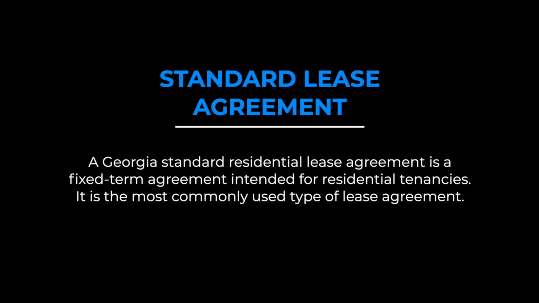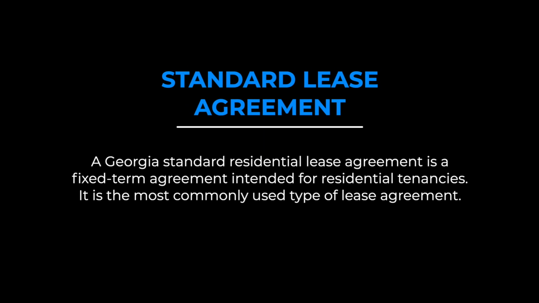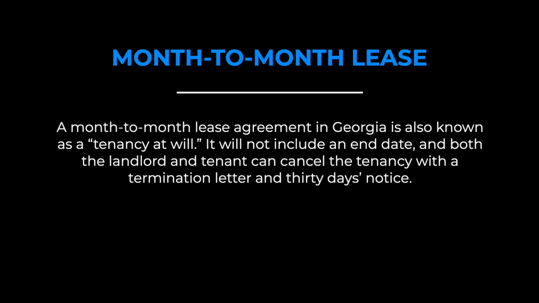Let's start by going over the different types of lease agreements. Standard lease agreement. A Georgia standard residential lease agreement is a fixed-term agreement intended for residential tenancies. It is the most commonly used type of lease agreement. Month-to-month lease. A month-to-month lease agreement in Georgia is also known as a tenancy at will. It will not include an end date, and both landlord and tenant can cancel the tenancy with a termination letter at 30 days notice.